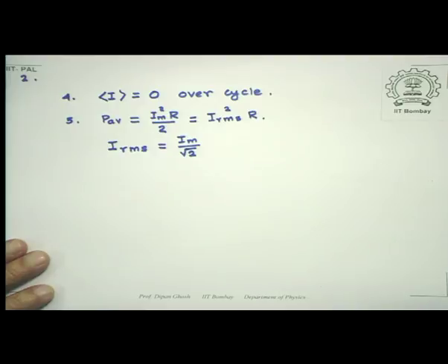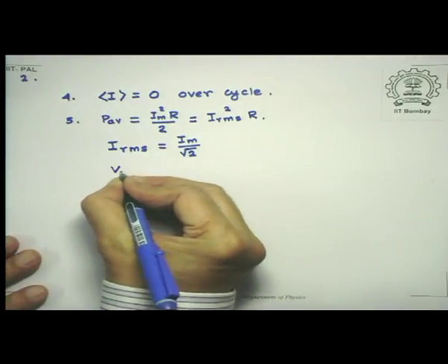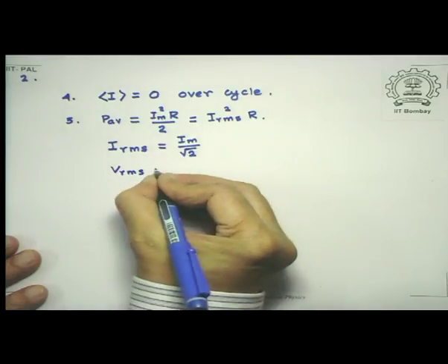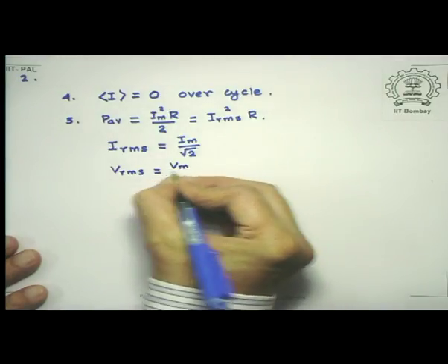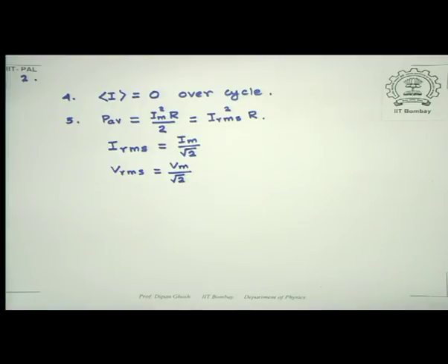The concept of RMS is also applicable to, for example, the voltage, and you can talk about V RMS as V maximum by square root of 2. I also told you that whenever we mention that the household voltage is, let us say, 240 volts, we don't always say it, but what is implied is that these are the root mean square values. So the peak voltage will be obtained by multiplying that with a factor of square root of 2.